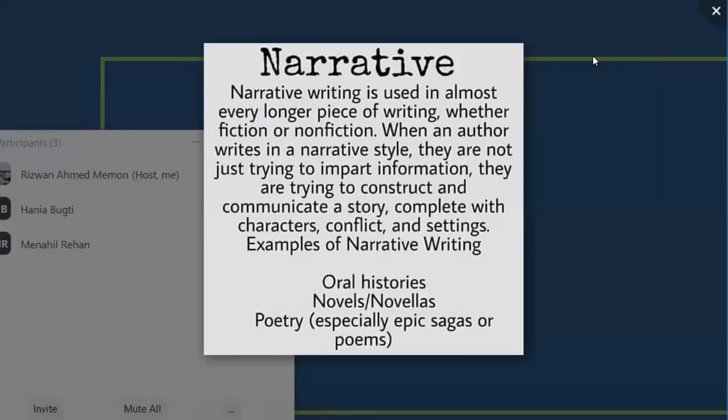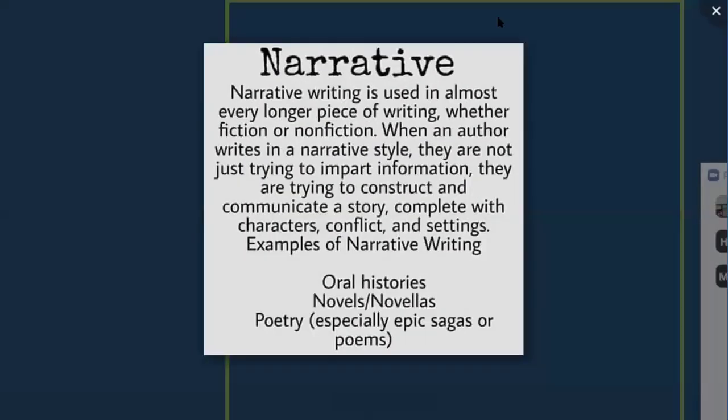Narrative. Narrative writing is used in almost every longer piece of writing, whether fiction or non-fiction. When an author writes in a narrative style, they're not just trying to impart information, they're trying to construct and communicate a story, complete with characters, conflict, and settings. Examples of narrative writing: oral histories, novellas, poetry, especially epics, sagas, or poems.